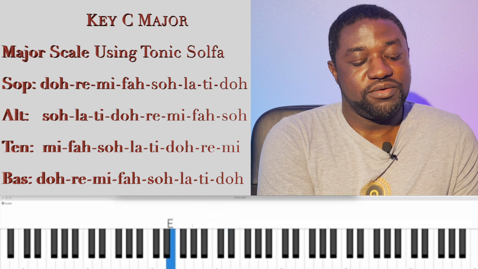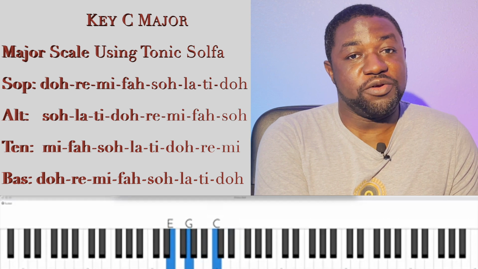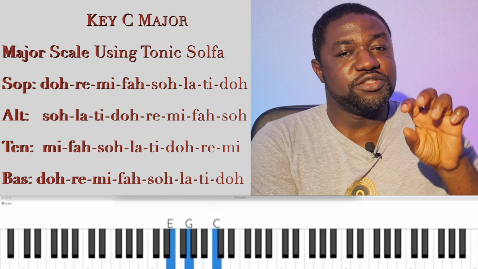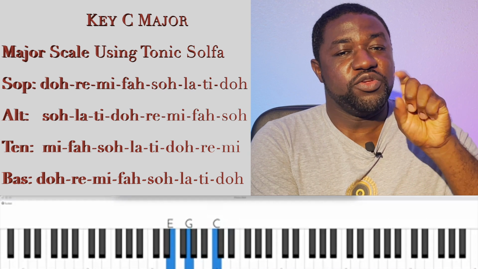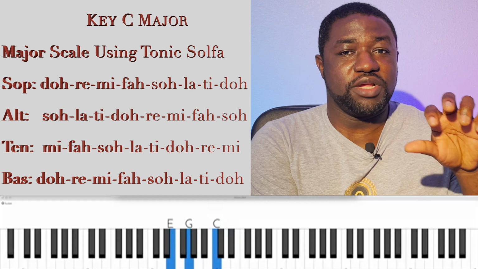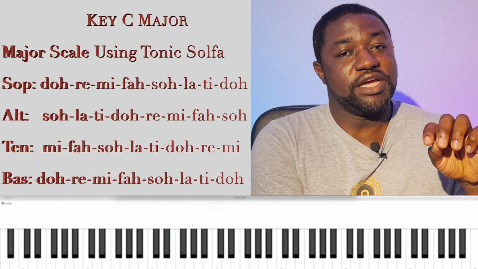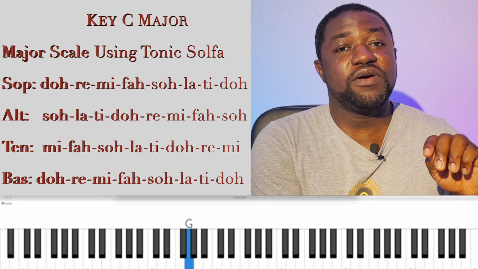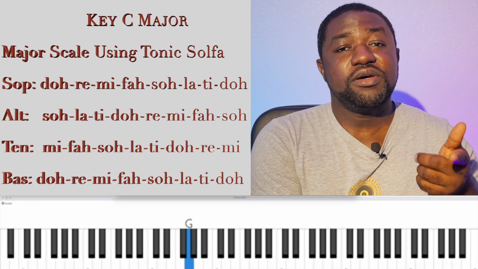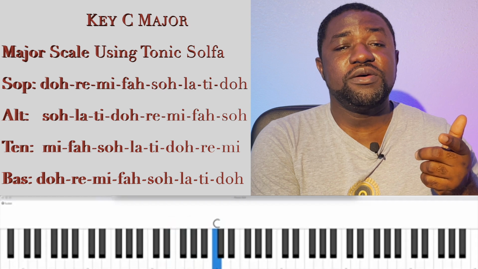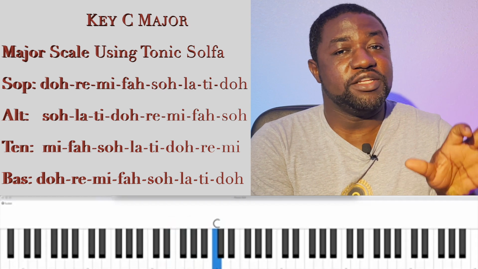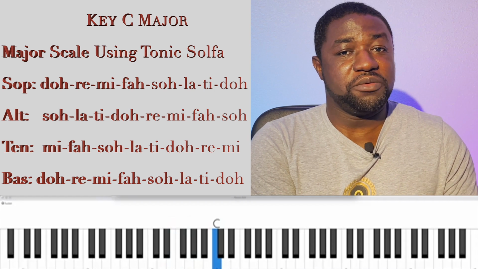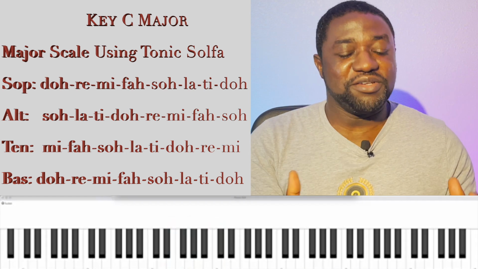So tenor, alto, soprano. Now if you're watching this in a group, if you're learning in a group, try to pick out your own vocal part. Everyone should pick out their own vocal part. Tenors, mi. Altos, so. Sopranos, do. So we're going to be singing the tonic solfa built upon what we already know as our part for the major scale. Now the three together, let's go.